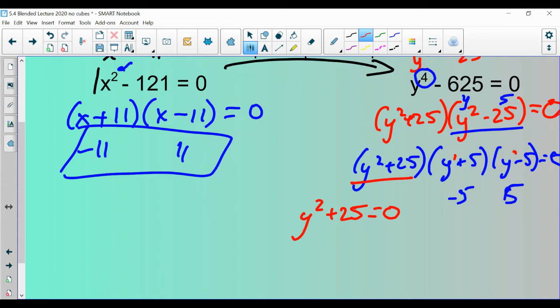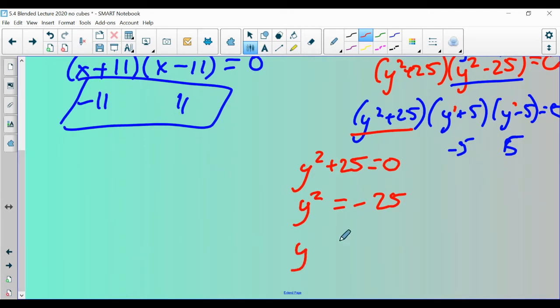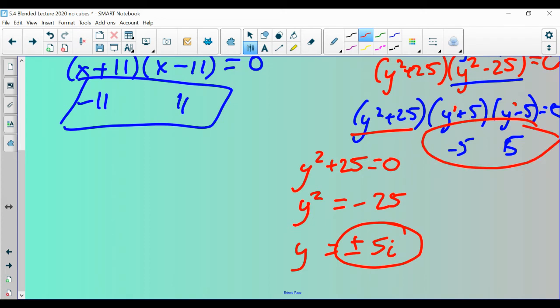And actually, this one isn't too bad. I could use the quadratic formula to solve any quadratic, but this only has a y squared, doesn't have a plain y. So I can solve this using roots. Y squared is equal to negative 25. Take the square root of both sides. Whenever I take the square root of both sides, I get a plus or minus. And the square root of negative 25 is 5i. Remember, taking a square root of a negative creates an i, and taking the square root of 25 is just 5. So there are 4 solutions to this problem. Positive 5i, negative 5i, and negative 5 and positive 5.